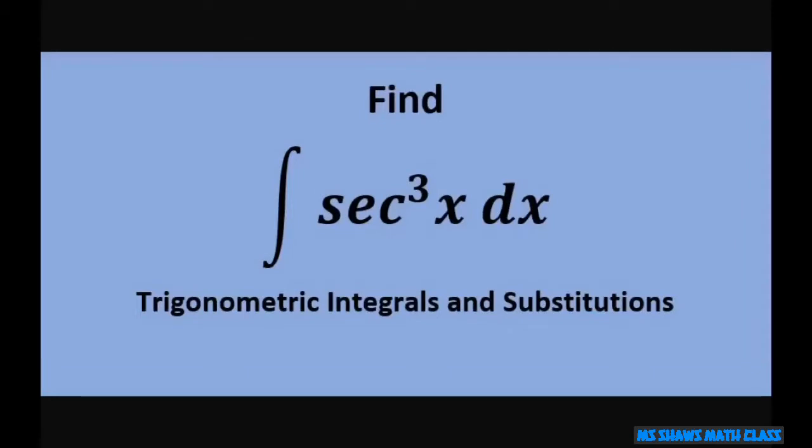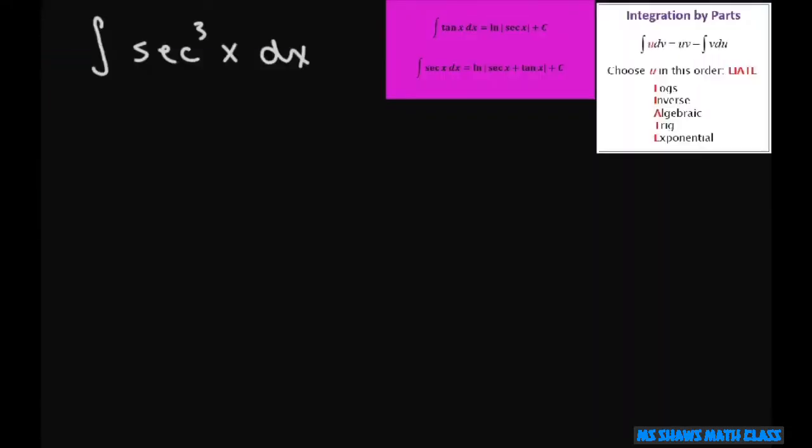Hi, everyone. We're going to find the integral of secant cubed x dx, and we're going to use integration by parts. So the first thing I'm going to do is let's use our u substitution for integration by parts. If I rewrite this, I'm going to rewrite this as secant x times secant squared x dx.